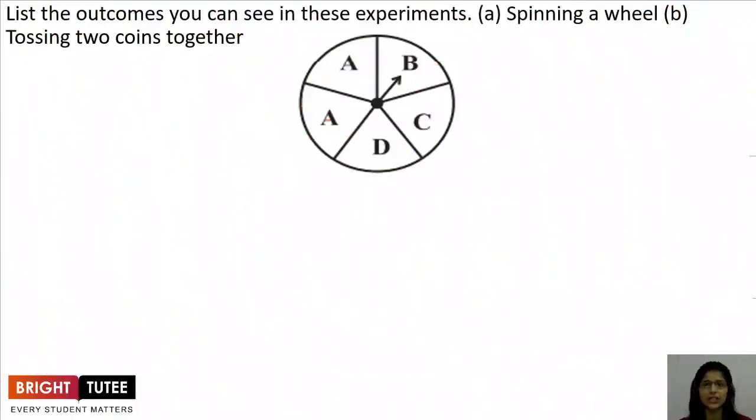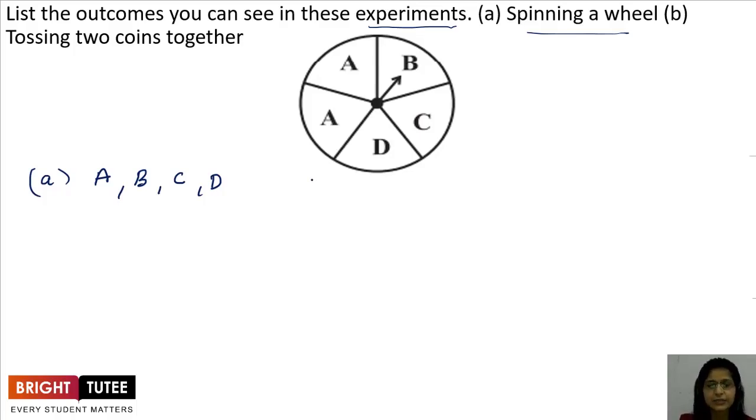Here is another question now. What is it saying? It is saying list the outcomes you can see in this experiment. See, the word experiment is again used. Spinning a wheel. So the first experiment is that you are spinning this wheel. The arrow mark, or I say the pointer, can stop at any point, right? So we have the outcomes as A. It can stop at B, it can stop at C, it can stop at D, right?